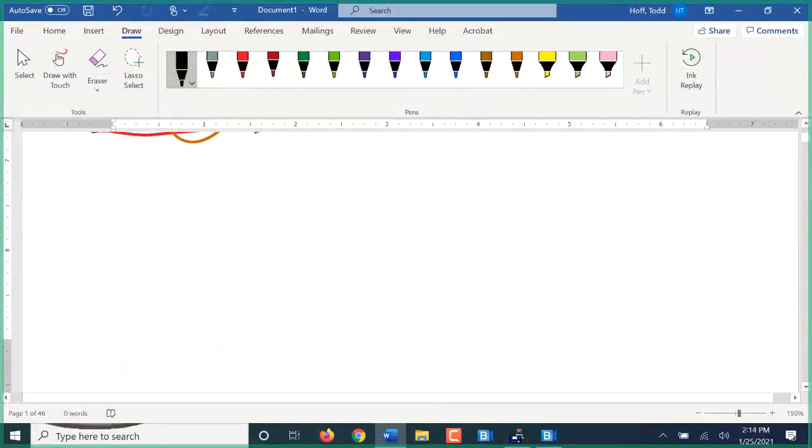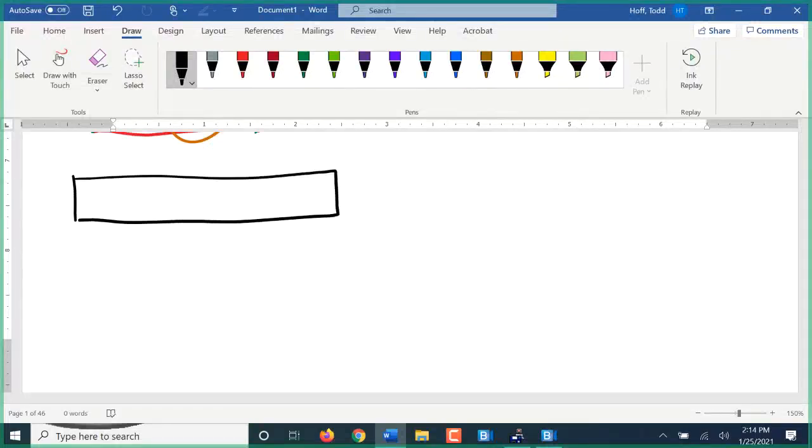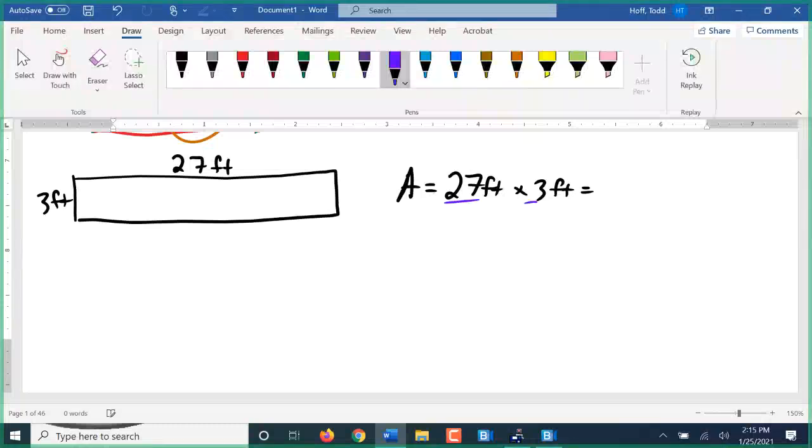So if I have a rectangle, say it is 27 feet long, 3 feet wide. How do I find its area? 27 feet times 3 feet. Very good. And of course, we combine the counts. 27 times 3 is, and feet times feet.